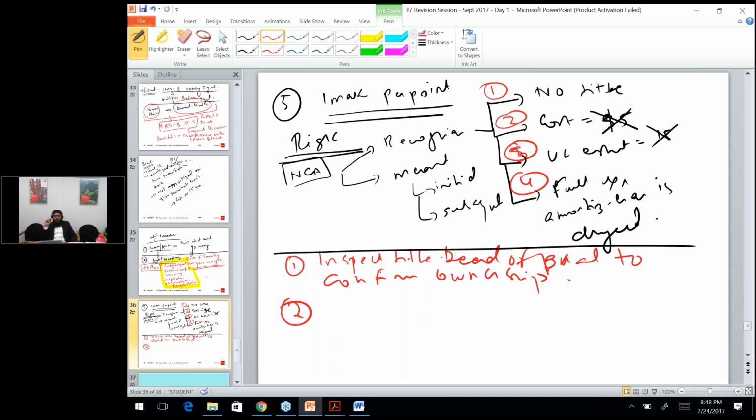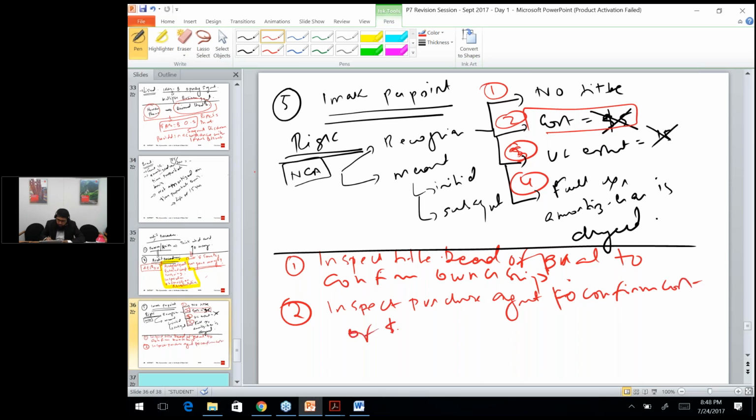A very important point is that when you write the audit procedure, you have to tell what exactly you are doing and why. So inspect the title deed of the brand to confirm the ownership. That's number one. Number two is the cost of 5 million. The 5 million cost could be verified by inspecting the purchase agreement to confirm the cost of $5 million.